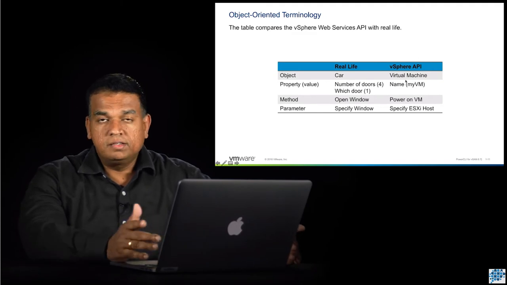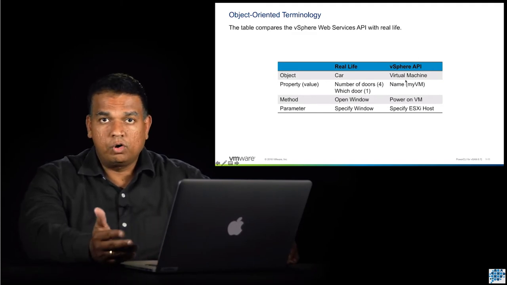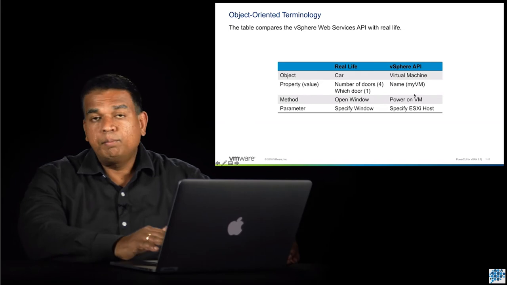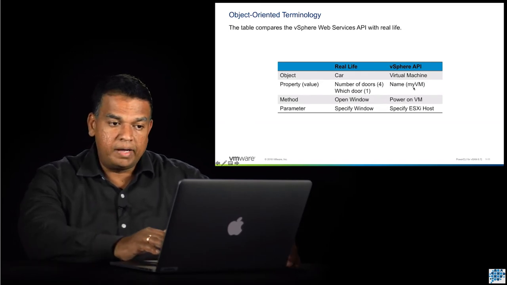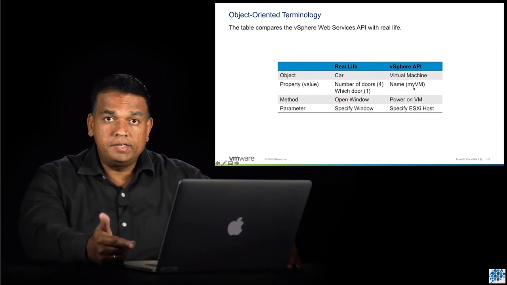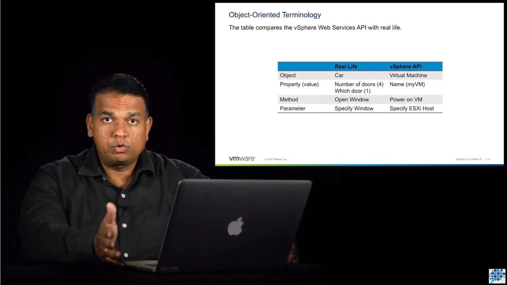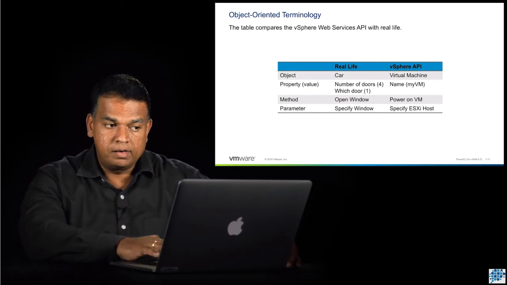In a similar way, in the software world, or in the vSphere world, the name of the virtual machine, like in this case my VM, is a property of the virtual machine. I'm just trying to compare it with the example of the car.